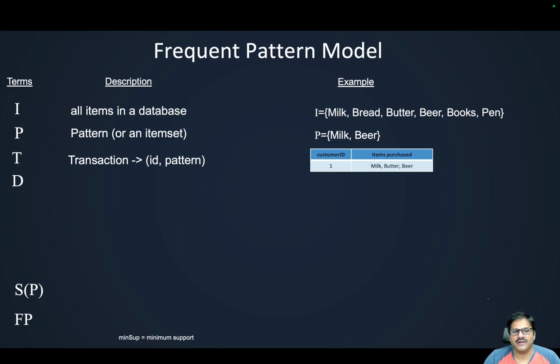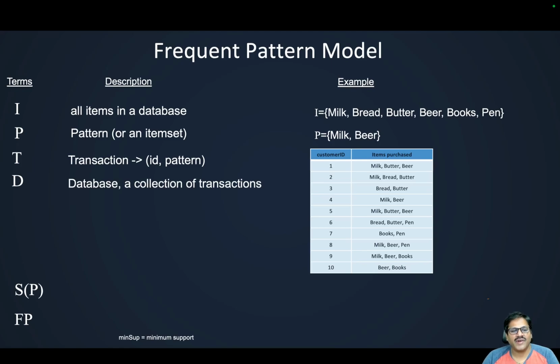A transaction represents a pair of a transaction identifier and a pattern. For example, customer ID 1 has purchased milk, butter, and beer. This is a transaction. A collection of transactions represents a database. So, these terms are used to describe a transactional database. In our case, it is the sales data.